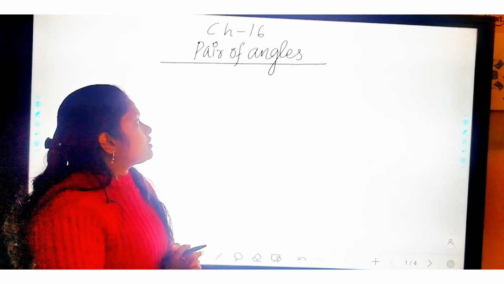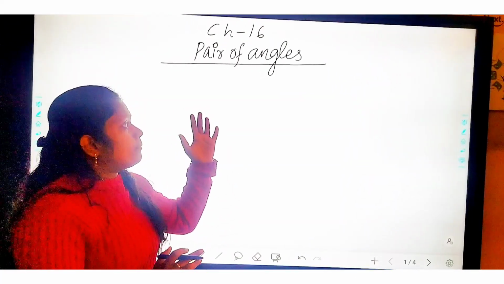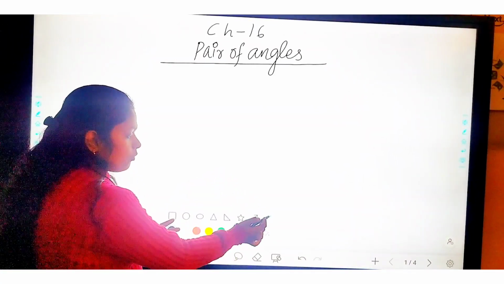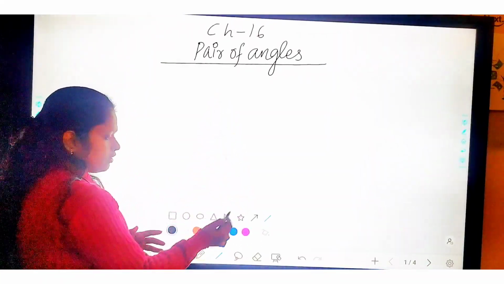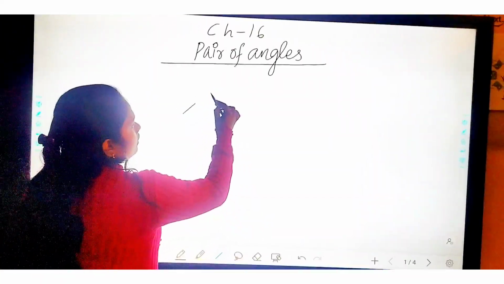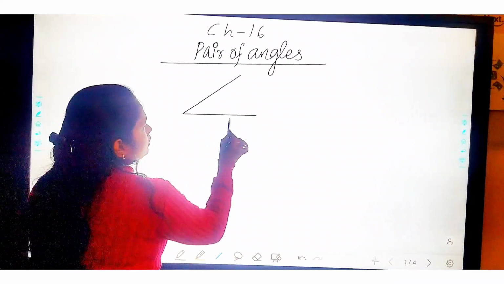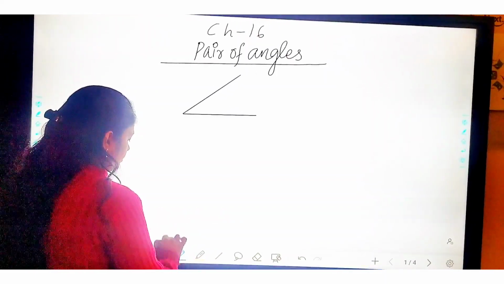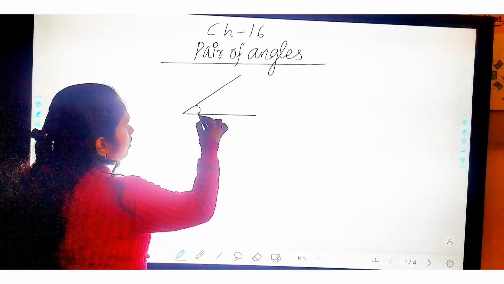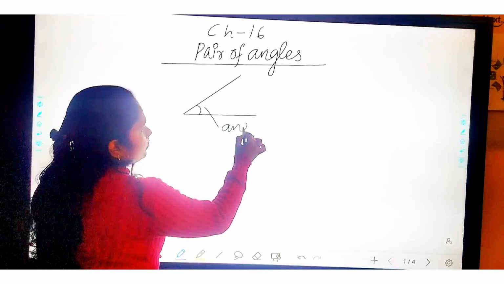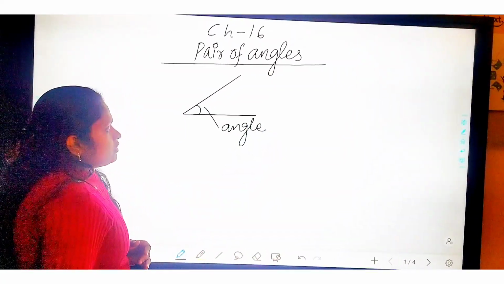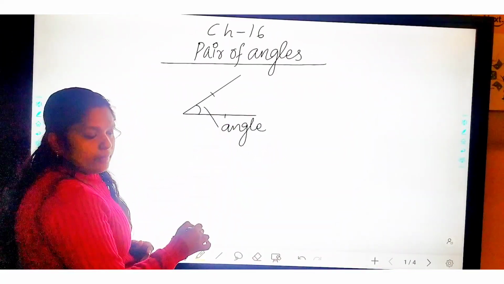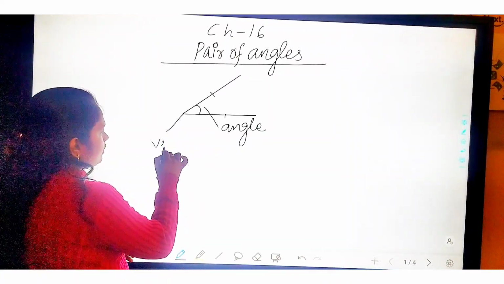Okay, today we are going to discuss the new chapter, number 16, pair of angles. We know what a pair is. Pair means there will be two things. And what is an angle? We already learned in the last classes that an angle is two straight lines joining at one common point. There is a space there. That space we call an angle, and these two lines are called arms and this point is called the vertex.